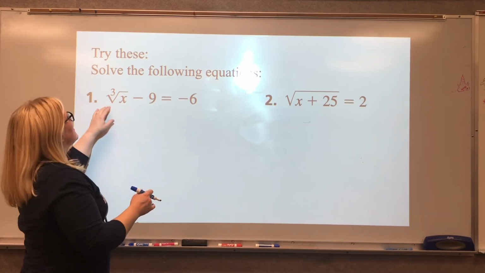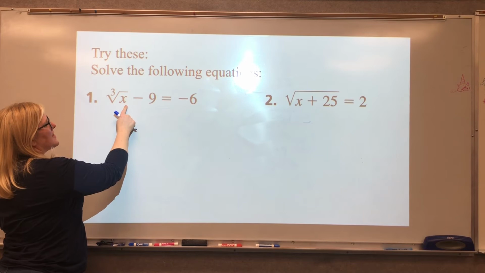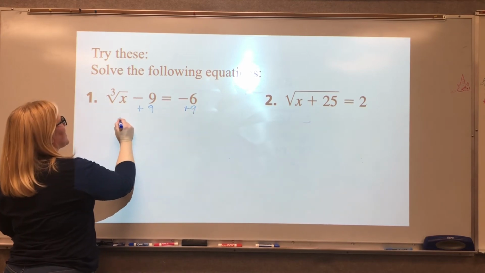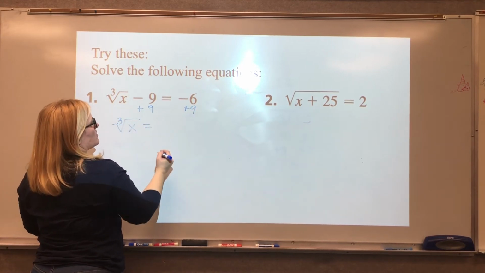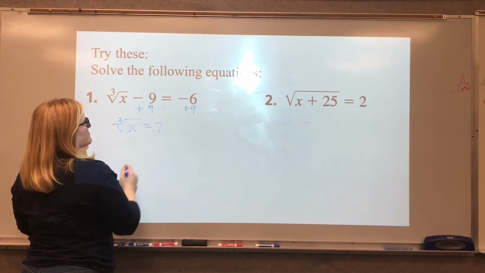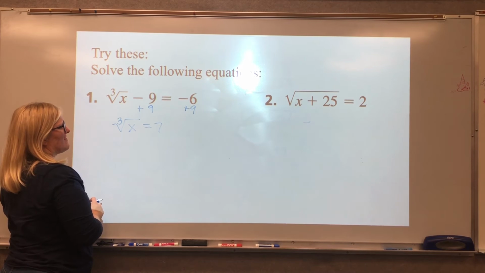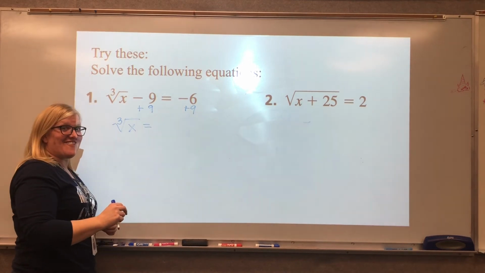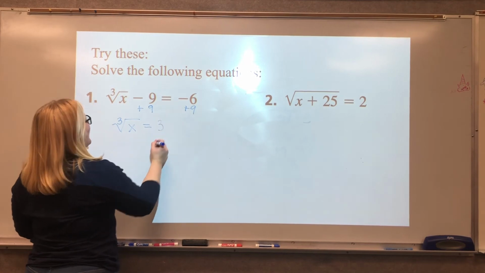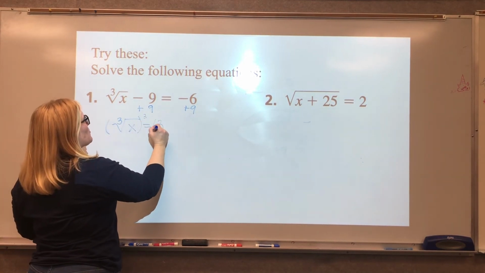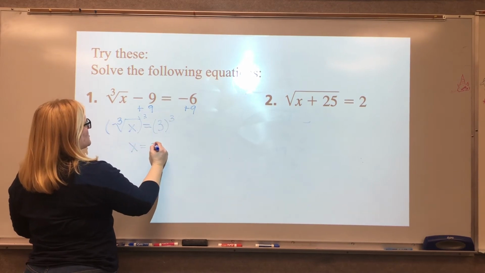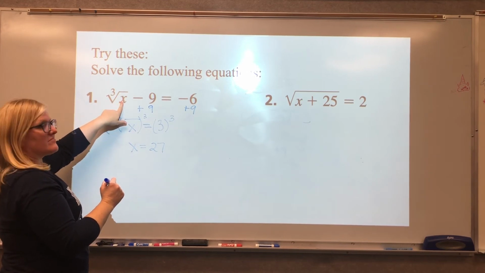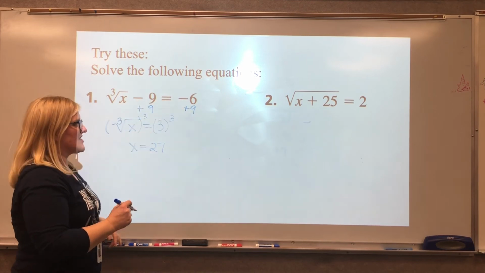Okay, so again, we need to get our radical by itself. I'm going to add 9 to both sides, and I get the cube root of x equals negative 6 plus 9 is 7, right? No, how did I get that? 9 minus 6 is 7. Did you know that? Okay, it's 3. So now, when I cube 3, I get x equals 27. If I take the cube root of 27, that's 3. 3 minus 9 is negative 6.